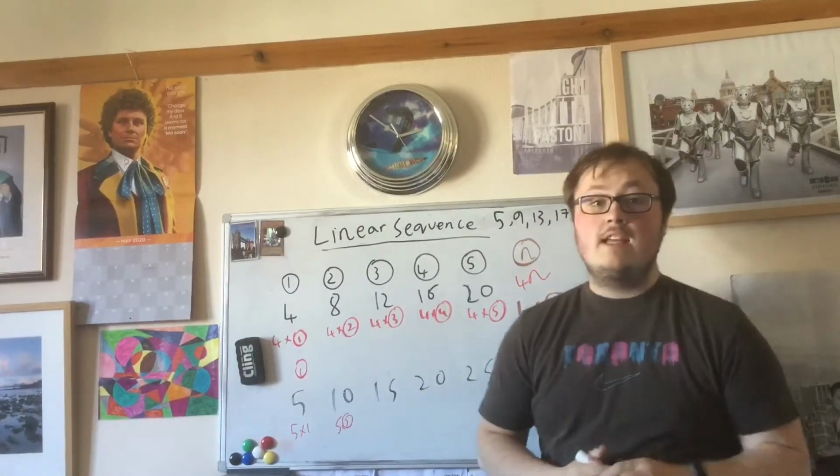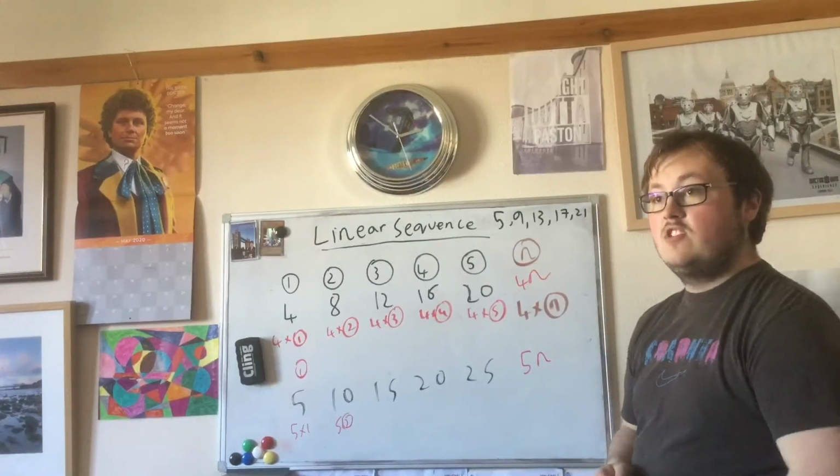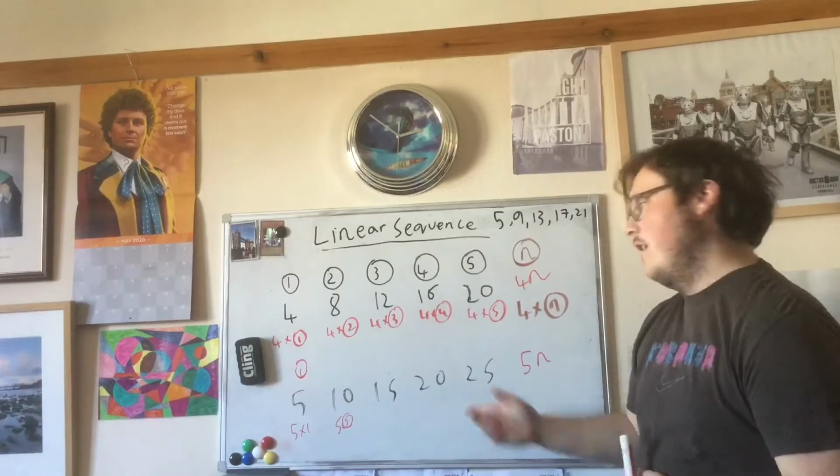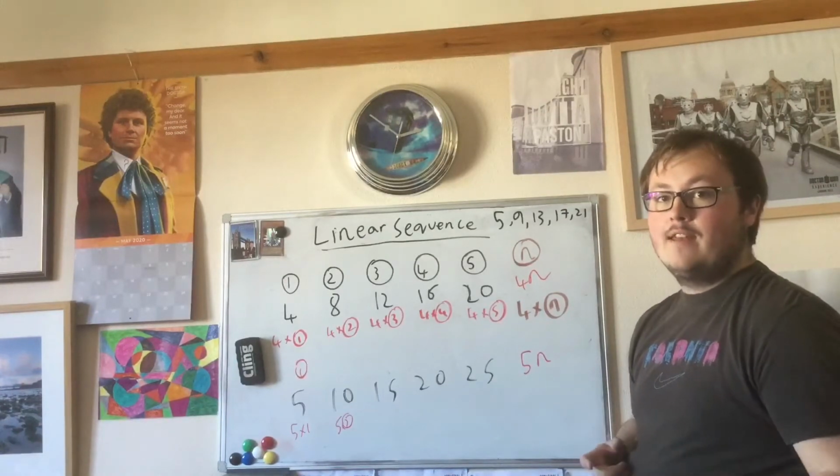So, that's a handy thing to know. So wherever a times table is, you just do the times table times by n. 4 times table, 4n. 5 times table, 5n.